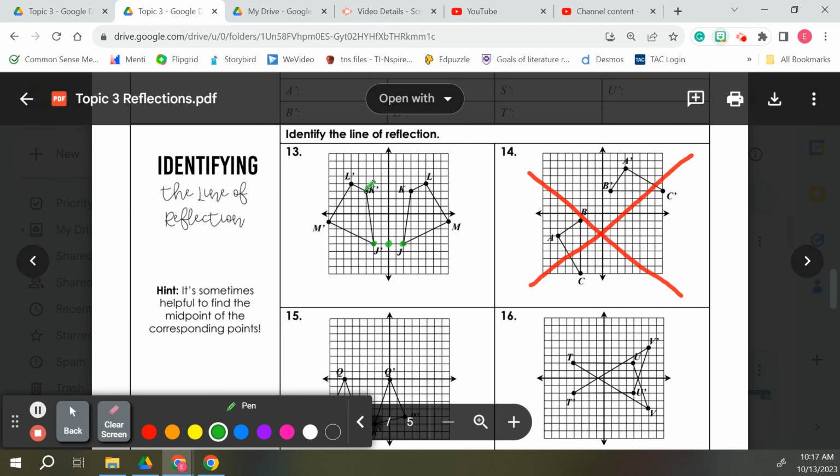So I'm going to try K and K prime also. So 1, 2, 3, 4, 5, 6. 6 divided by 2 is 3. So this is telling me that the line of reflection in this case is the y-axis. And if I wanted to represent that as a function, it would be capital letter R and then x equals 0.